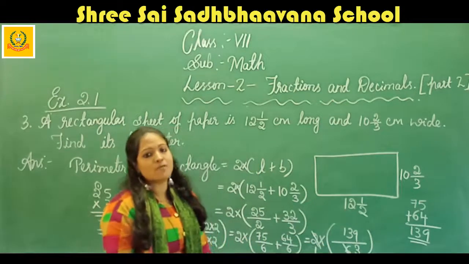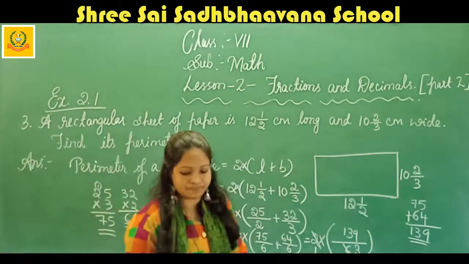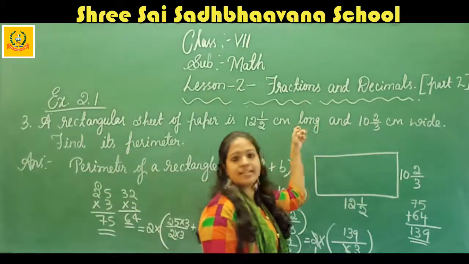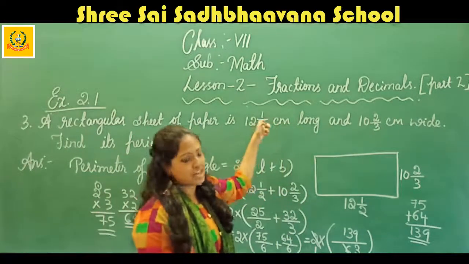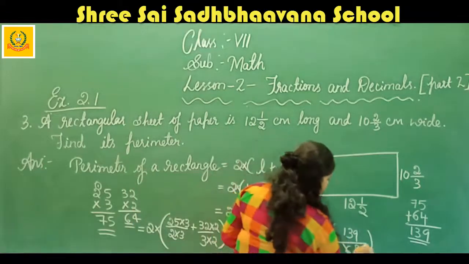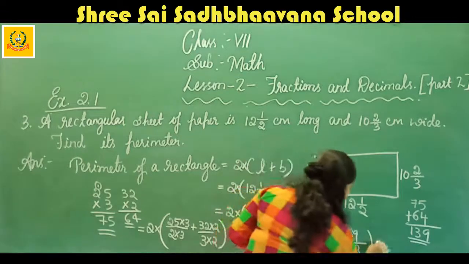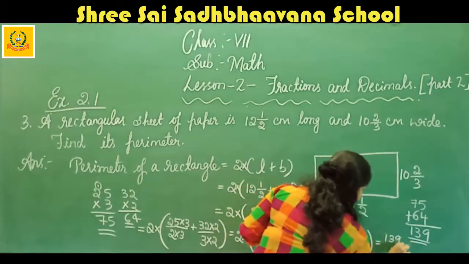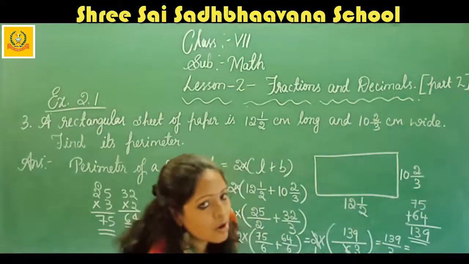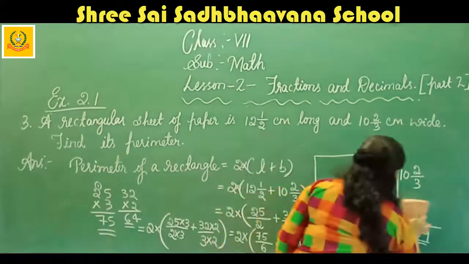What is the answer I got? 139 by 3. So now what you have to do? Here the length and width is in which one? Mixed fraction. So I have to convert this also to a mixed fraction. So what is the answer here? 139 by 3 is there. So now you have to convert this into a mixed fraction. What you have to do? You have to divide.